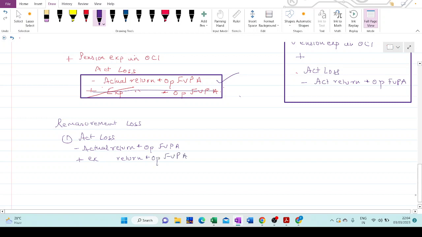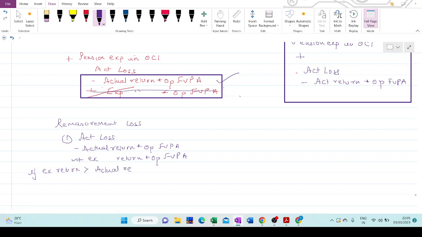So guys, my expected return is getting added to my actuarial loss, and my actual return is getting deducted from my actuarial loss. So guys, if expected return is greater than actual return, guys, then can I say my remeasurement losses would increase? Guys, please tell me. If expected return is greater than the actual return, then my remeasurement losses would increase, right?